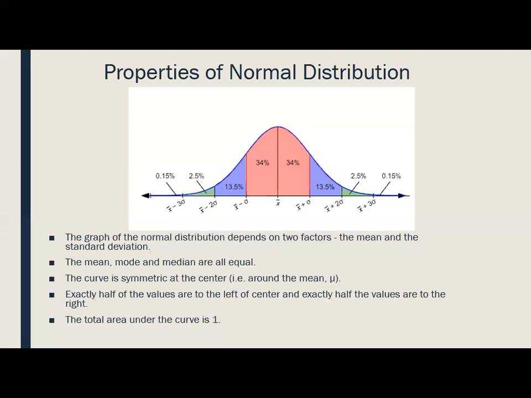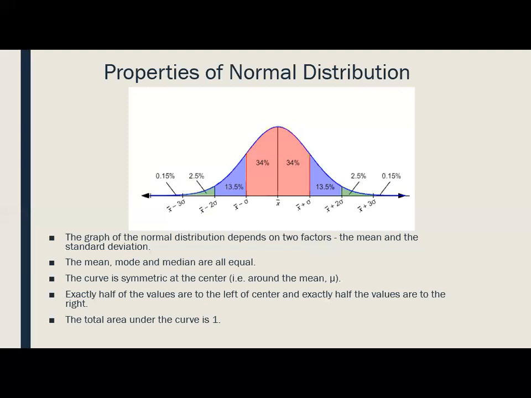Second, exactly half of the values are to the left of the center, and exactly half of the values are to the right. The same way as I mentioned earlier, it is like a mirror image: the left side is equal to the right side. And the total probability will be 1. Whatever probability is distributed, the summation will be 1. That's why the total area under the curve will be 1.